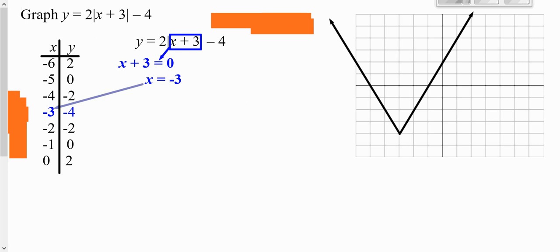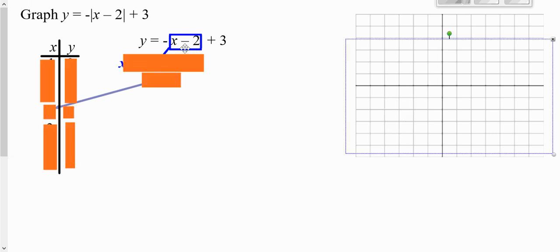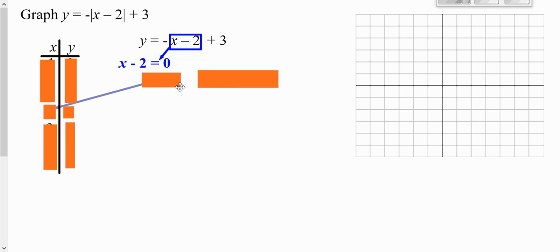Same idea on this next one. So take what's on the inside, set it equal to 0: x minus 2 equals 0. Solve it by adding 2 to both sides. You want to choose 3 numbers on each side, 3 that are a little bit bigger, and 3 that are smaller. And then take your 2 right here, plug it in, get absolute value of 0, which is 0. Do the opposite of that, and then add 3.